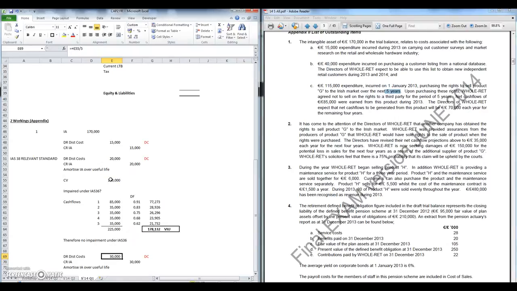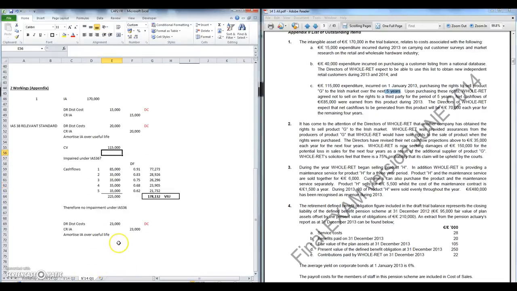Sorry, it's 115,000. Apologies. So 115, it doesn't change because value in use is still bigger than carrying value, and it's now going to be 23,000 over its useful life.